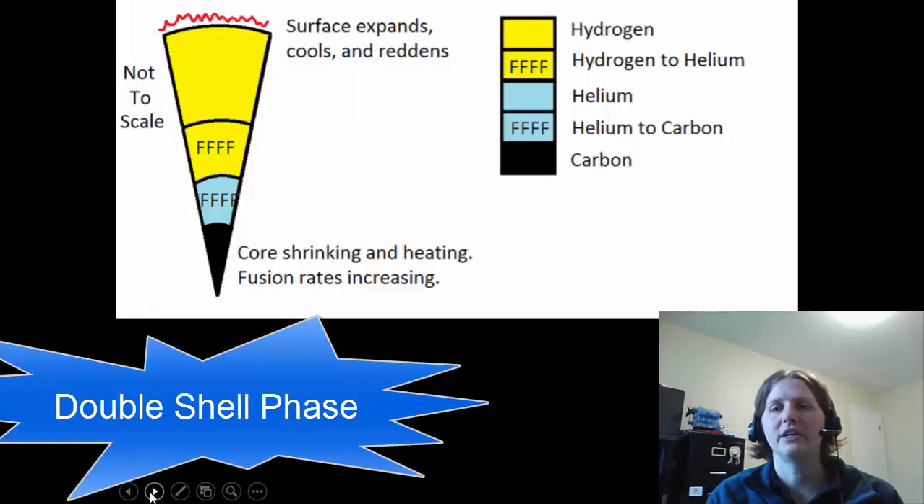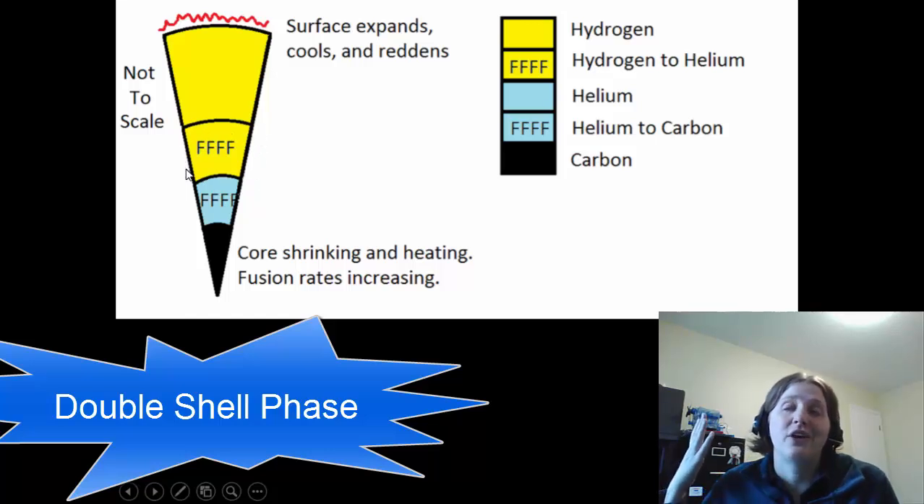That helium fusion made carbon, but eventually that carbon is going to add up. So let's color code this core now to be carbon. And you have the helium fusion now moved to a shell around the core. And above that you have another shell of hydrogen fusion. So we call this phase the double shell burning star.